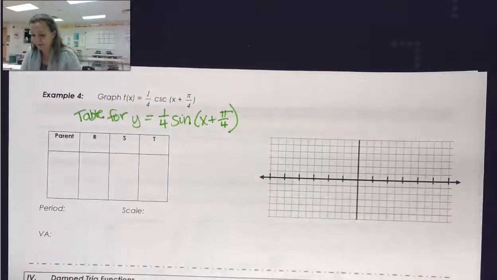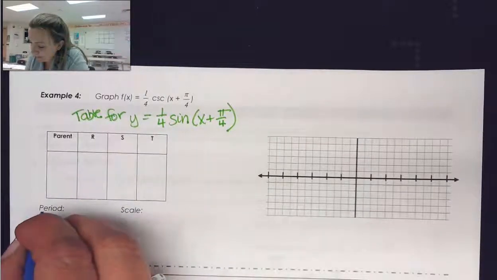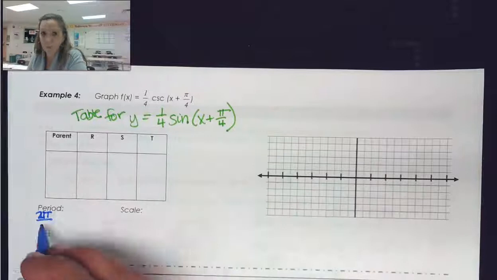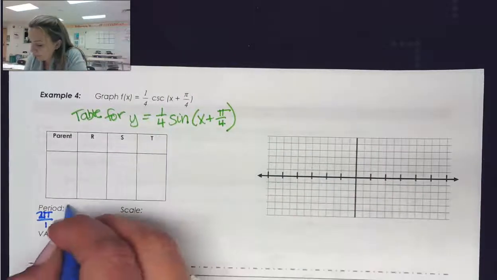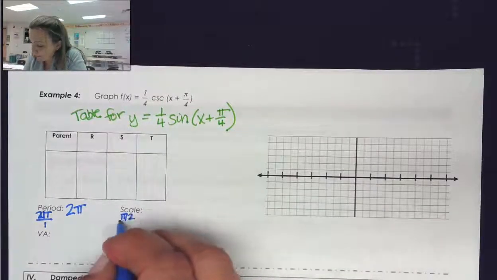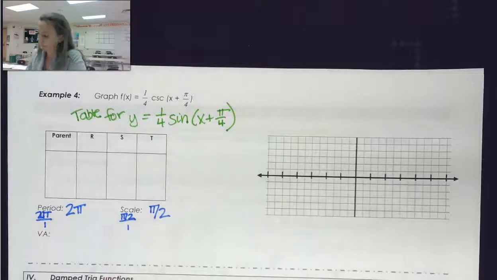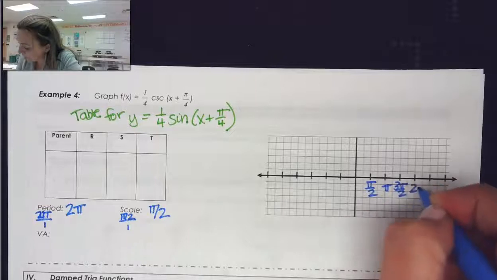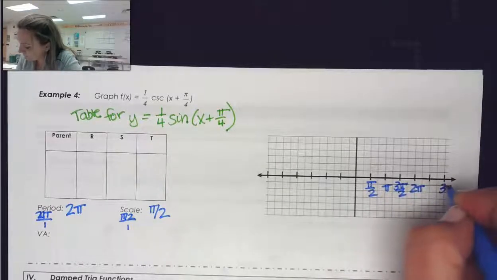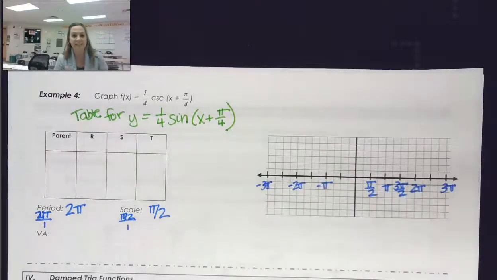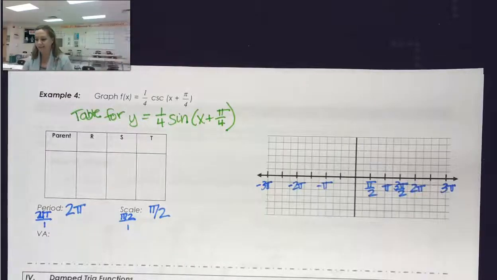All right, so let's start by finding the period. That seems to be a good thing for us to start with. So our period is going to be, again, for sine, 2 pi over b. And notice that b is just 1, because we don't see anything. So our period is 2 pi. Then our scale is going to be pi over 2 over b, which is just pi over 2. So that will be our scale. And again, I just like to label a lot of the things on the axis just so I can tell where everything is. That's just me.